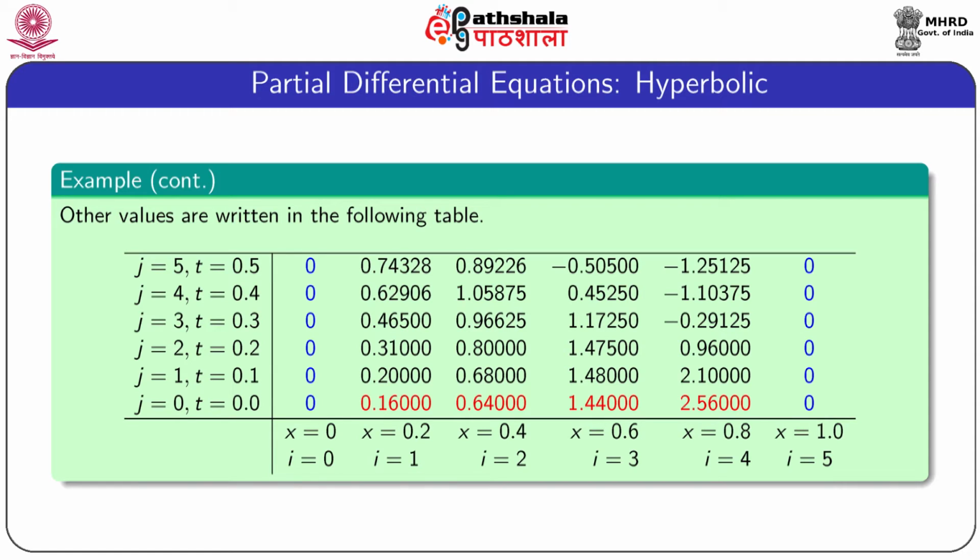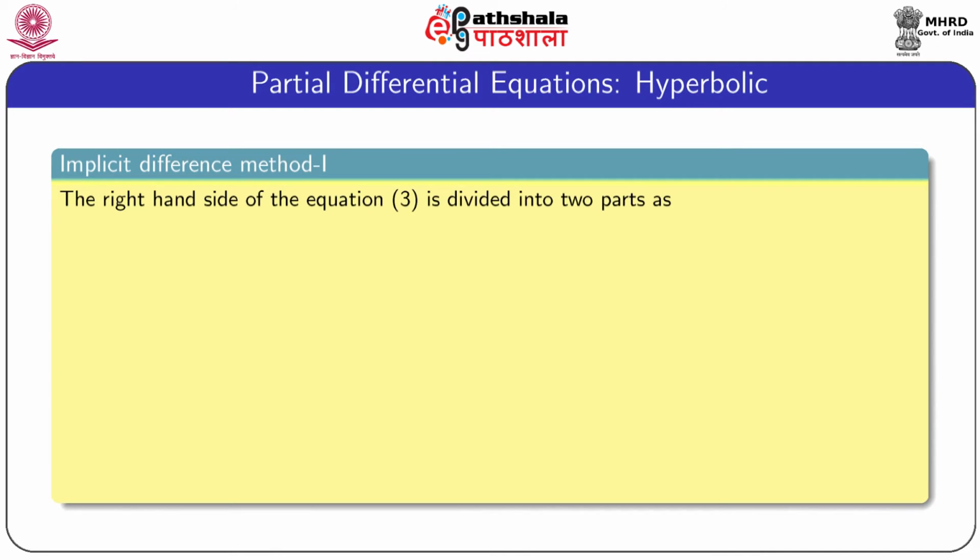And similarly, when t equals 0.4, the values are mentioned in the last but one row, and when t equals 0.5, the values are mentioned in the top row. So these are the values of u for different values of x and different values of t. So we have presented an explicit method to solve the hyperbolic partial differential equation, and that particular method is valid when the value of r lies between 0 and 1, that is, 0 < r ≤ 1.